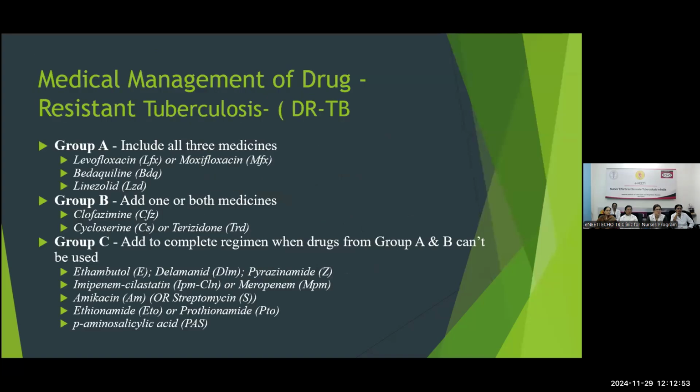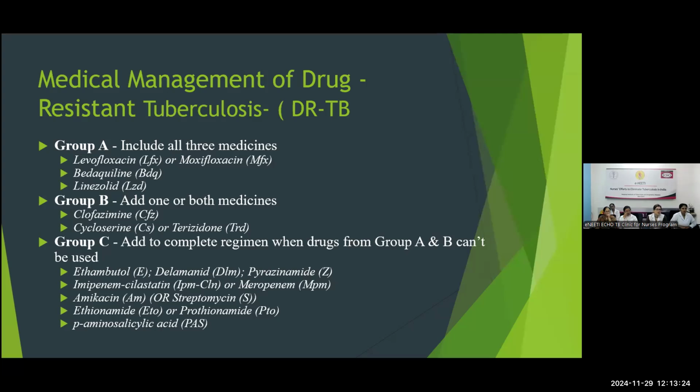Now there is the medical management of drug-resistant tuberculosis. There are 3 groups of medicines. Group A includes all 3 medicines: levofloxacin or moxifloxacin, either of which can be used, bedaquiline, and linezolid. In group B, we include clofazimine or cycloserine, or both, or terizidone.